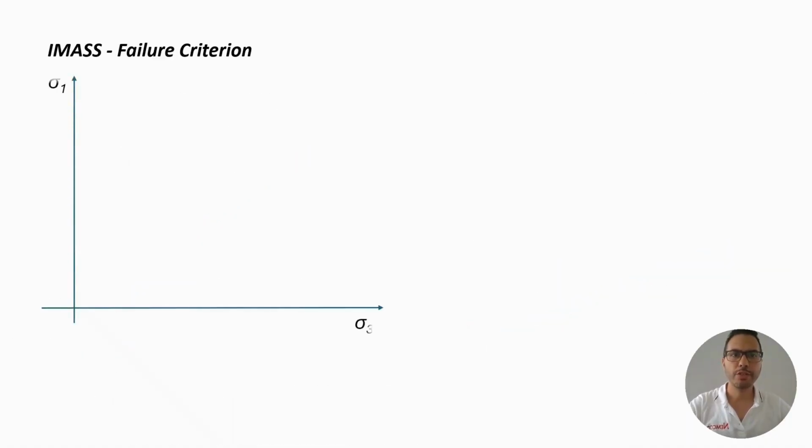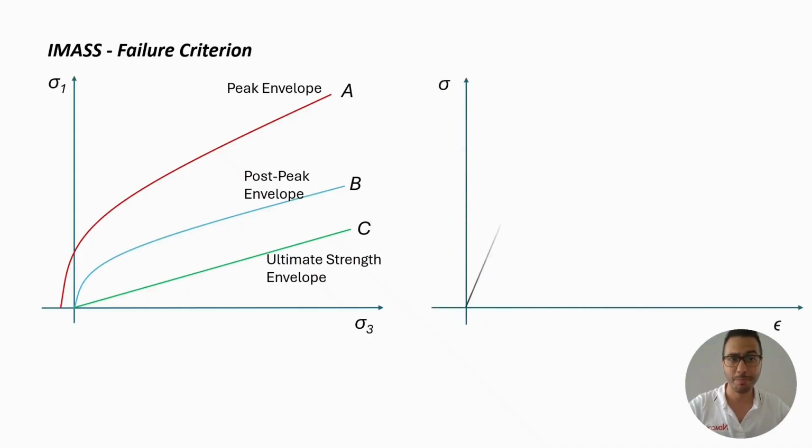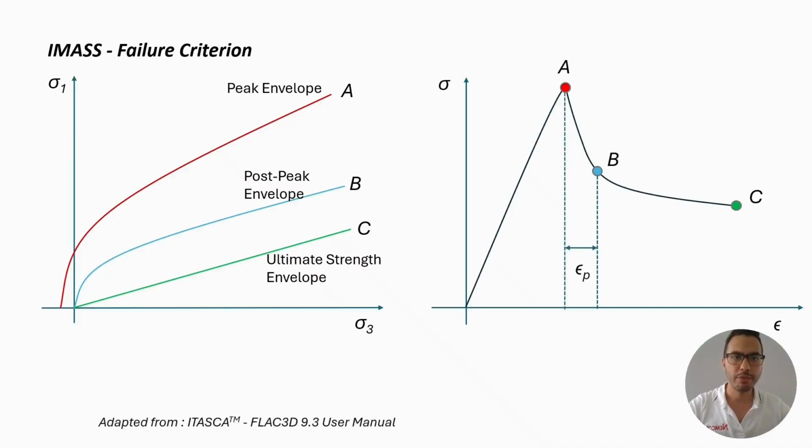Here I want to quickly address another more flexible and more realistic failure criterion called IMASS. IMASS is a strain softening model that initially uses the Hoek-Brown criterion for the peak envelope but then switches to the post-peak and the ultimate strength envelope as material accumulates damage. In a stress strain graph, once past the peak, plastic strain is accumulated until we reach the critical plastic strain. Then from B to C, the deformation is governed by bulking of the rock mass.